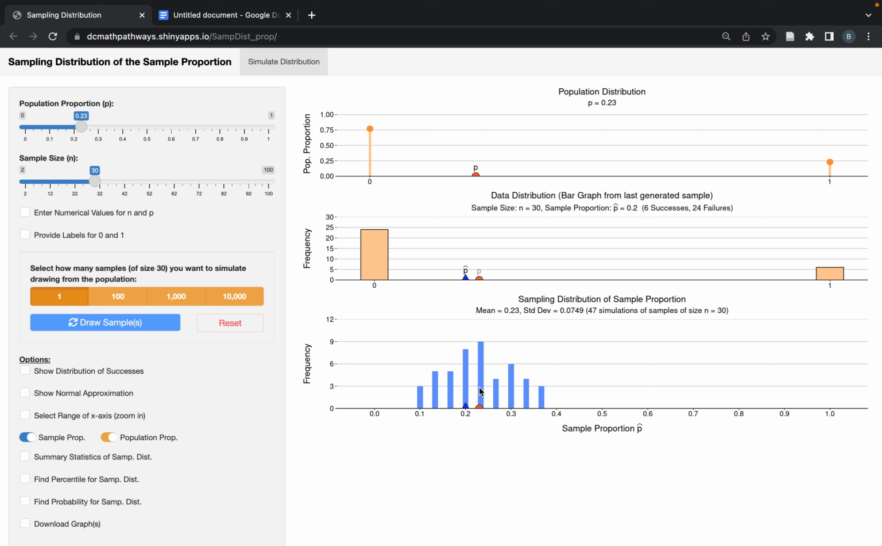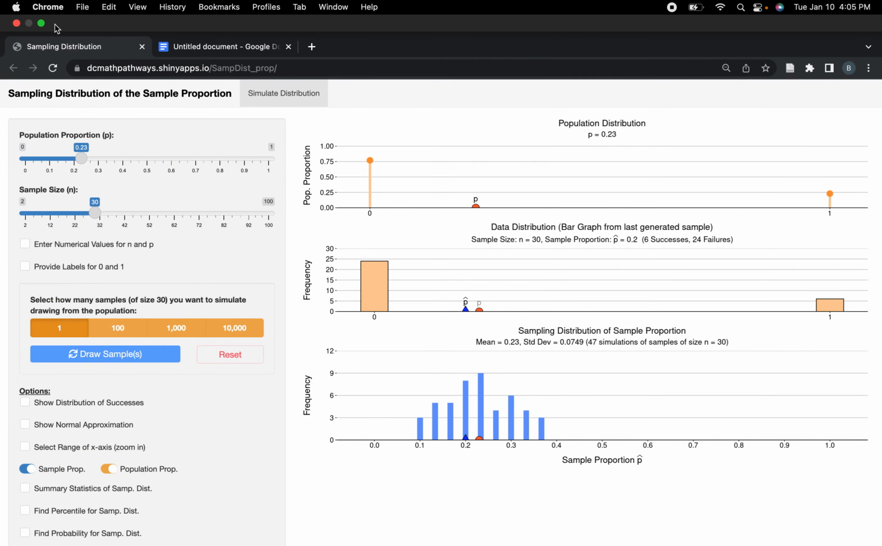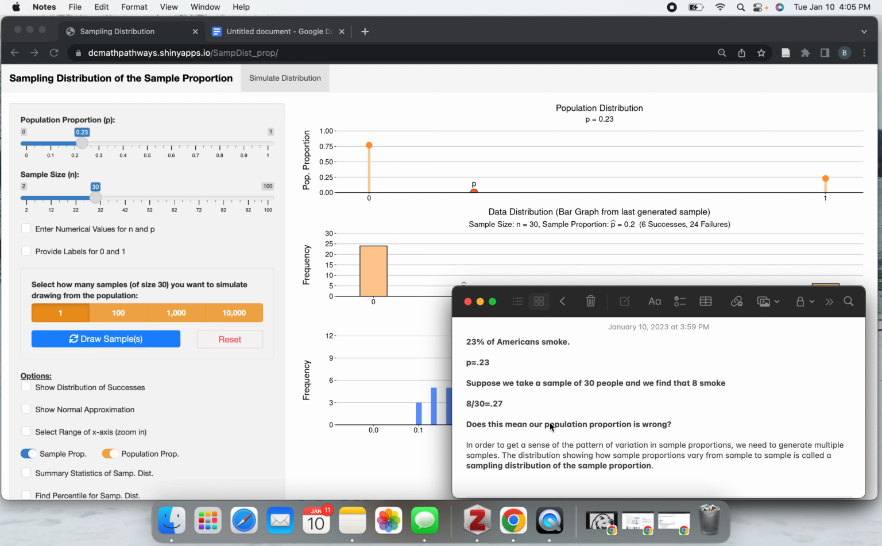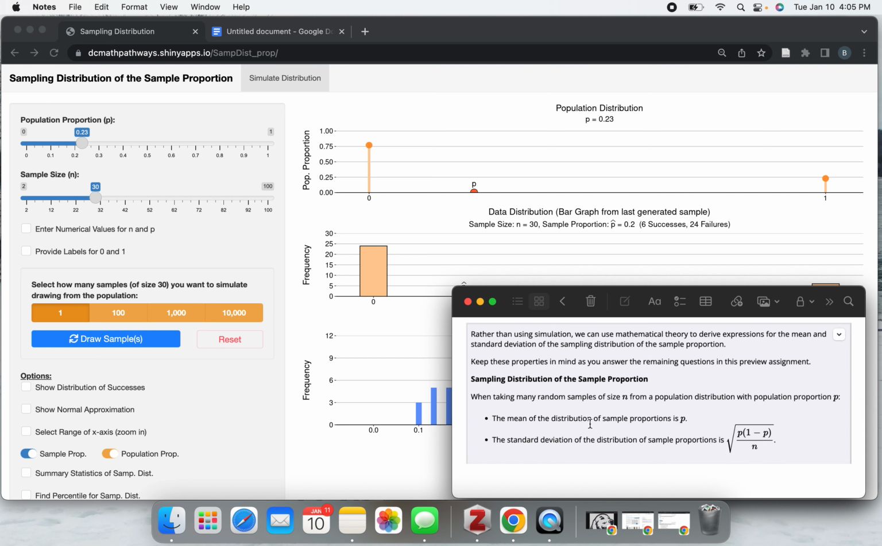Now, instead of doing this by simulation, we can use the definition. So let's go back into our notes here. And we can see that rather than using simulation, we can use a mathematical theory to derive expressions for the mean and the standard deviation of the sampling distribution of the sample proportion. So the mean of the distribution is the same as the population proportion p, which we found was 0.23. And the standard deviation of the distribution of the sample proportion is the square root of p times 1 minus p over n. So let's try that out.